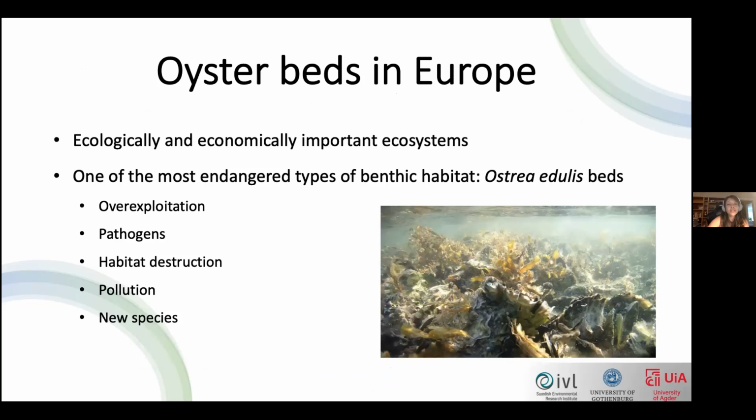So we all know that oyster beds play a very important ecological and economical role in marine ecosystems all over the world, but they are also one of the most endangered types of benthic habitats. In Europe only, there's been virtual extinctions of the native European flat oyster, Ostrea edulis, and that has been documented in many different areas. The major reasons for this are overexploitation, pathogens, habitat destruction, pollution, and the introduction of new species.